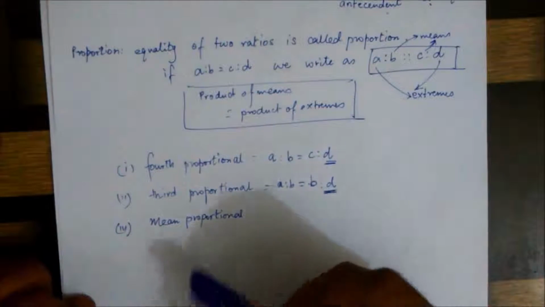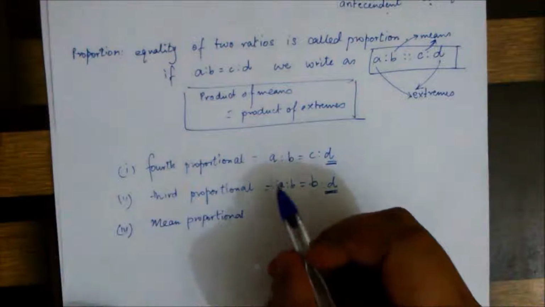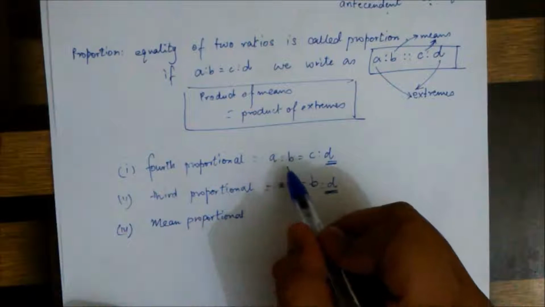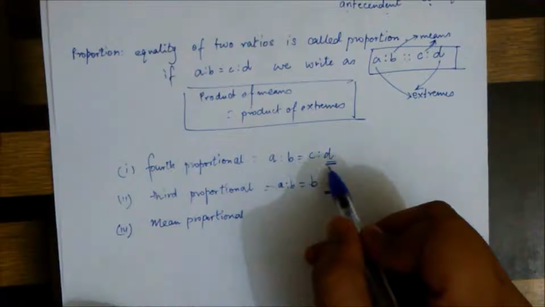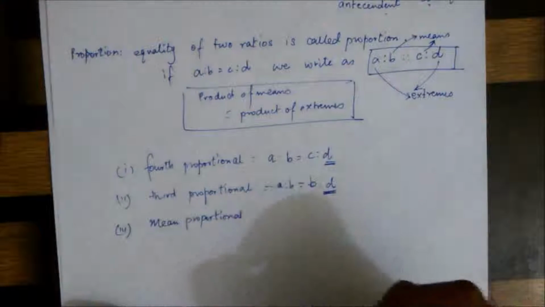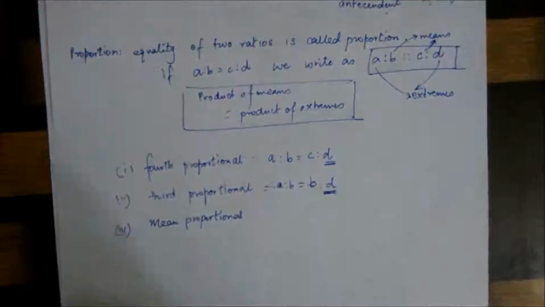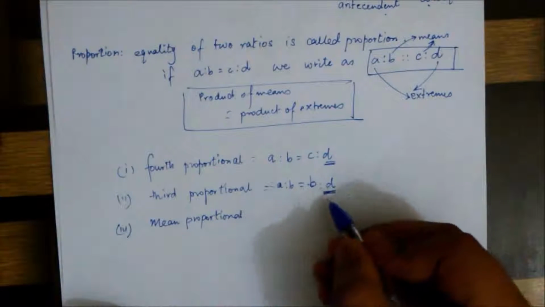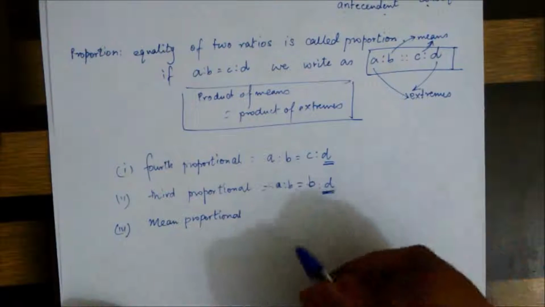There are some more terminologies. The first one is the fourth proportional. Take an example, A is to B is equal to C is to D. Here D is the fourth proportional with respect to A, B and C. Similarly, we have a third proportional when we have A is to B equal to B is to D. Then D is the third proportional to A and B.